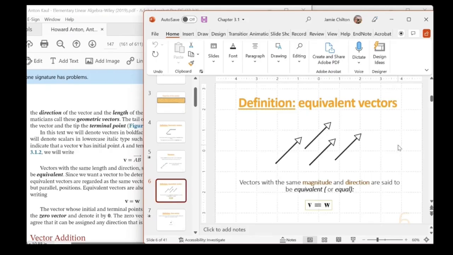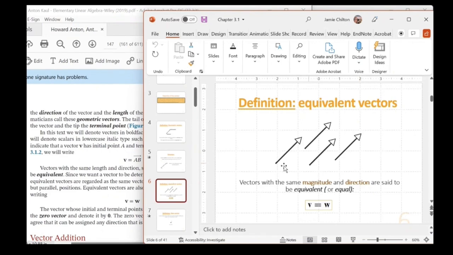Here is where we consider vectors to be equivalent: if they have the same magnitude and the same direction, we'll call them equivalent or equal. So if V and W are equivalent, they're equal. What do you notice about these particular vectors? What's interesting about them? Yeah, the same size, same direction. They might have different origins, so they don't necessarily have to have the same origin point to be considered equivalent or equal here.